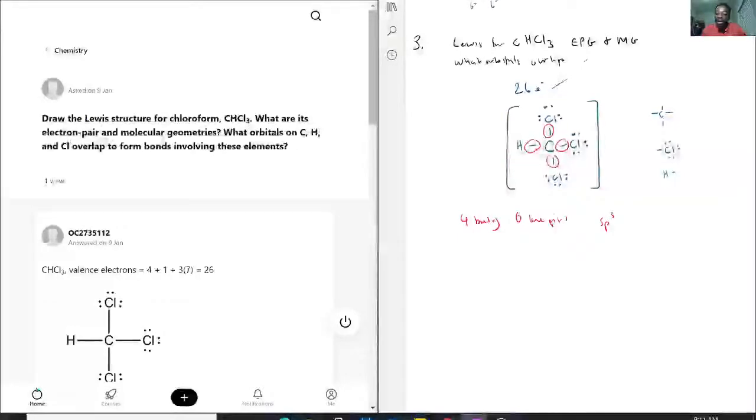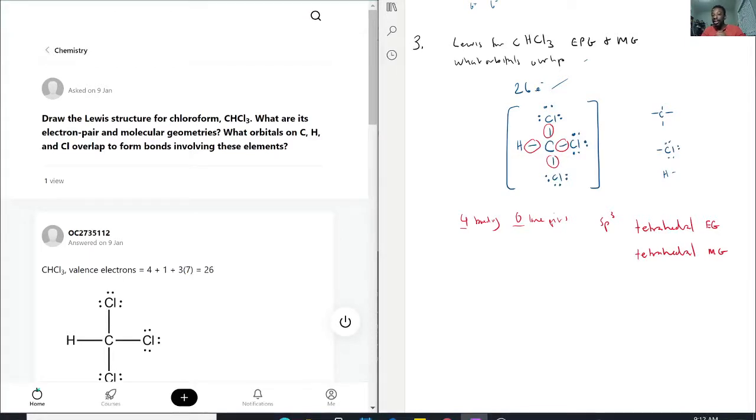So we know that this is sp3 hybridized, and this would be tetrahedral for the electron geometry. And now for the molecular geometry, we specify the breakdown. As we said, we have 4 bonding pairs and 0 lone pairs. So funny enough, the molecular geometry is also tetrahedral. Okay? And now the last question asks, which orbitals overlap?